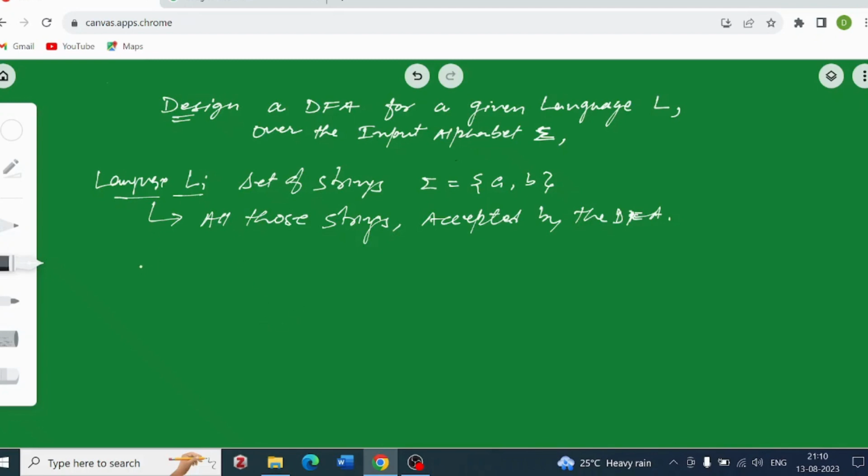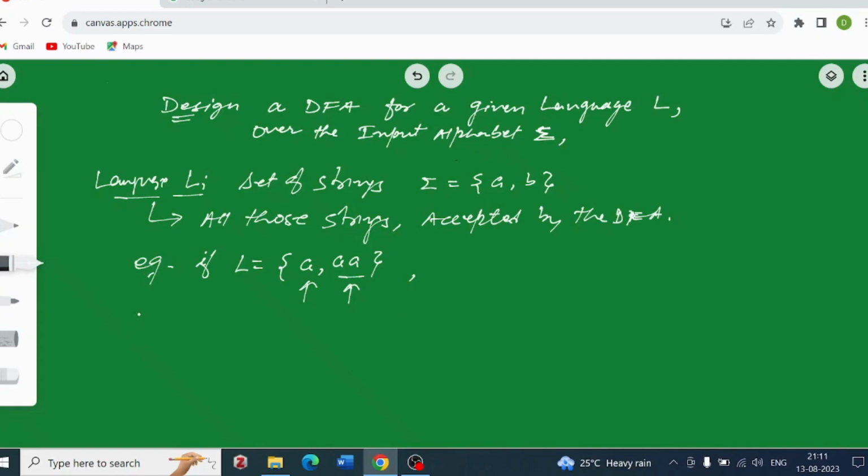For example, if the language of a particular DFA is having a and aa, it implies that the DFA will accept the string a only and aa only, whereas the rest of these strings are rejected.